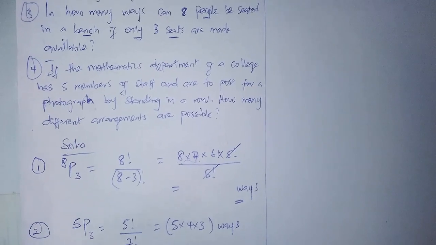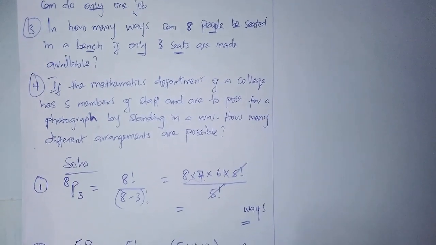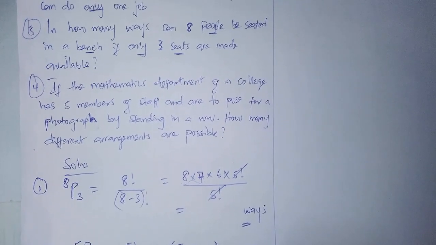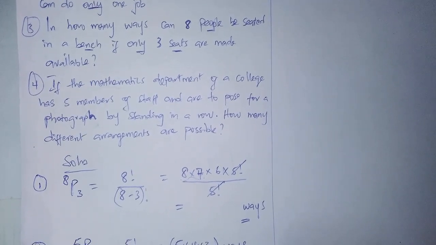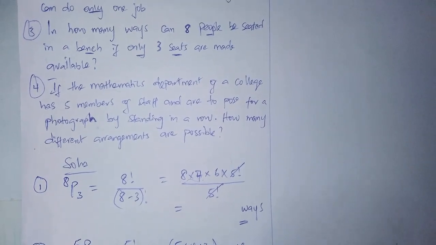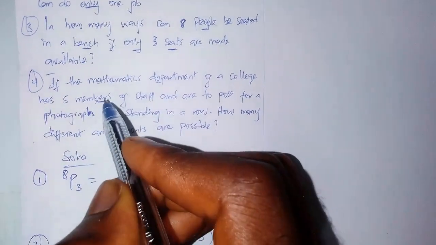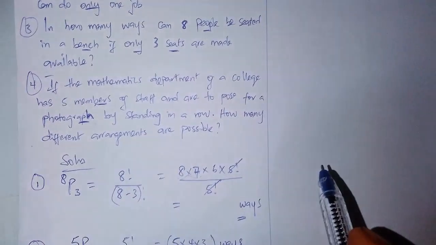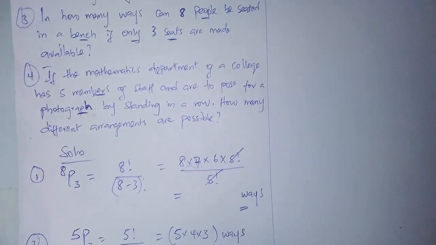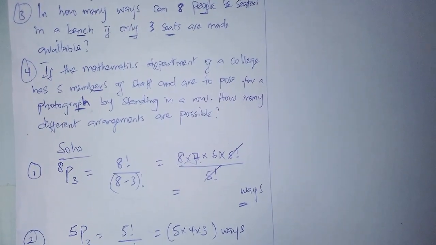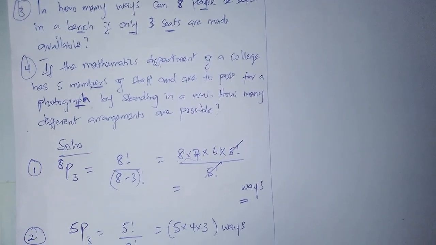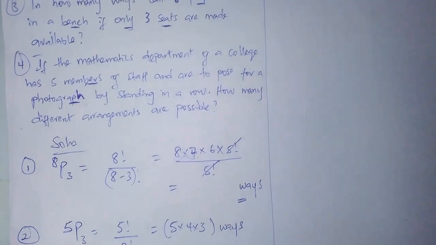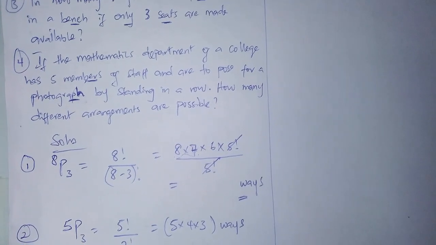Finally, number 4 question is: if the mathematics department in a college has 5 members of staff and they are to pose for a photograph by standing in a row, how many different arrangements are possible? We are looking at members of staff and they are to pose for a photograph standing in a row. That's the restriction there. If they are standing in a row, there will also be 5 positions, and we have 5 members of staff posing for a photograph standing in a row.